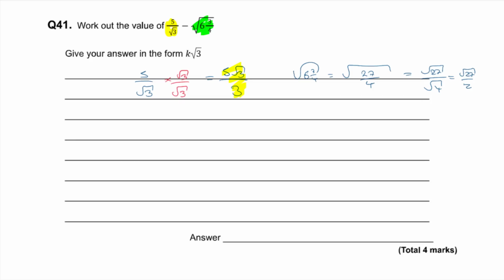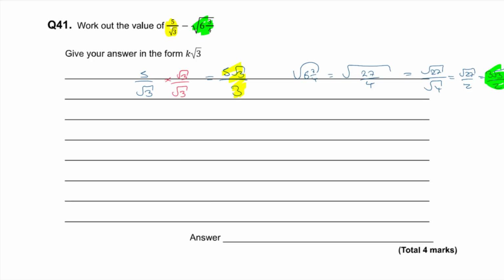Now, 27 has got a square number as a factor, which is 9. 27 is 9 times 3. So I can say that that's the same thing as the square root of 9, which is 3, times root 3 over 2. Okay, so that's my green bit. That's about as simple as I'm going to get that one. So I've got my yellow bit.